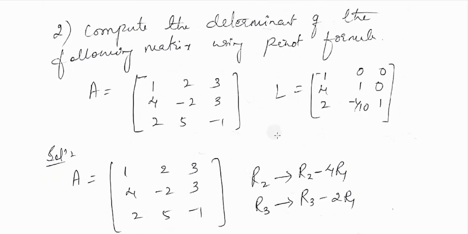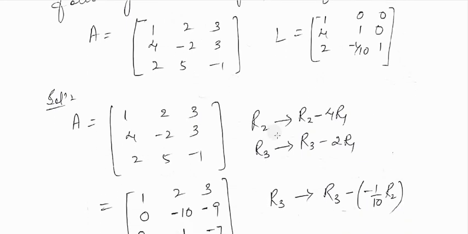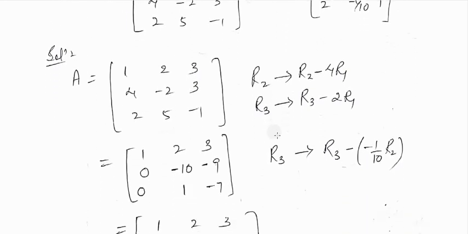Now I have to find U, that is the upper triangular matrix, through a set of row transformations. In the same way, you reduce the entries below the principal diagonal to zeros. These are the entries 4, 2 and 5. Reducing A to upper triangular, in the same way, making the entries below the principal diagonal zeros, these entries 4, 5 and 2, with the help of row transformations.